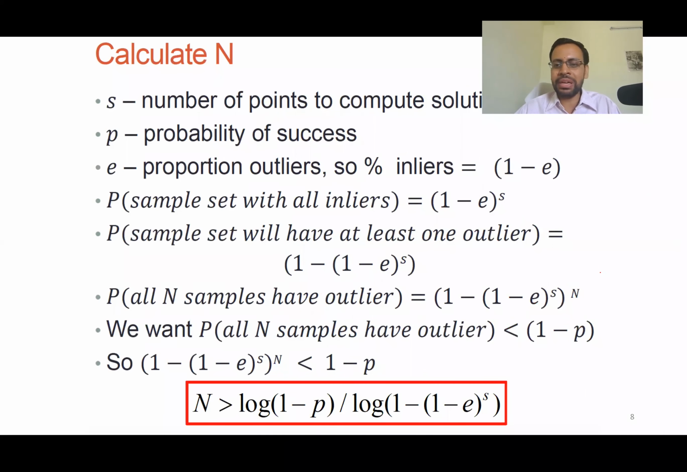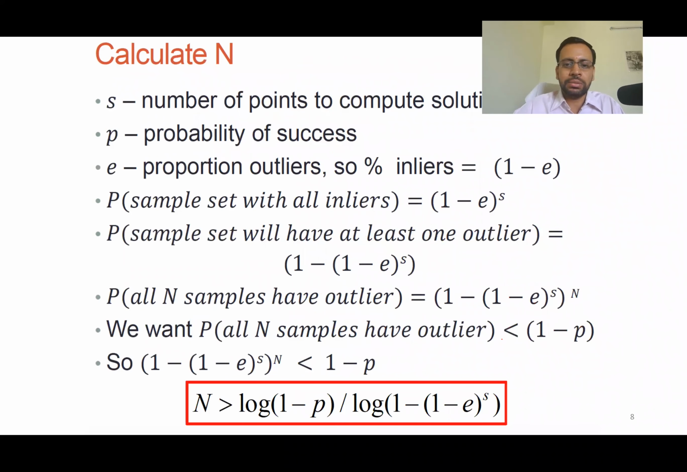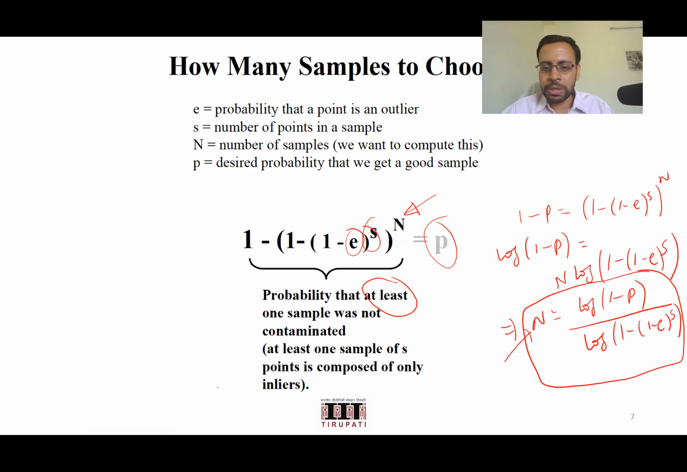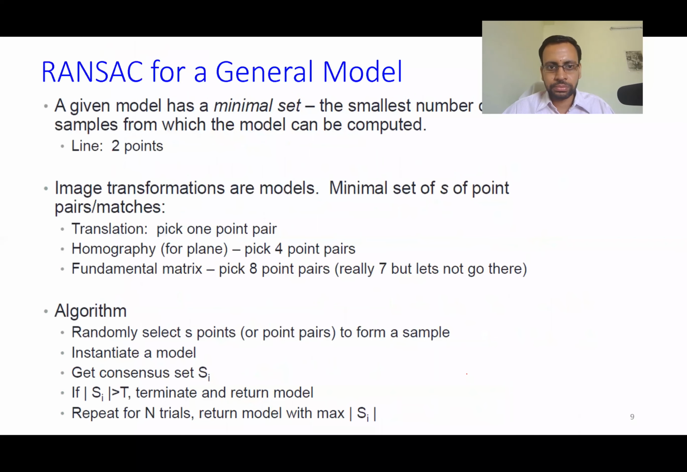This is the minimum number of times I need to pick samples, and of course my N could be greater than that. So if you use that inequality in your equation, you would get N greater than log(1 minus P) divided by log(1 minus (1 minus E)^S). That's all.